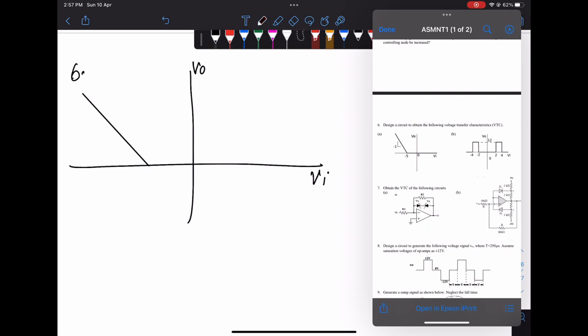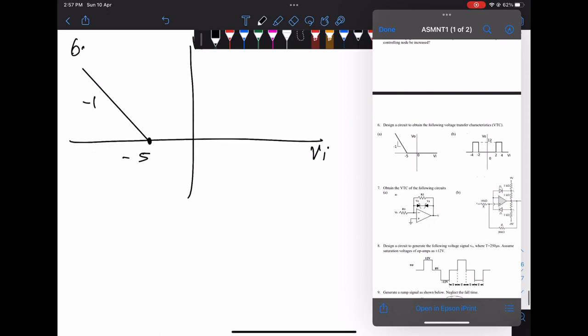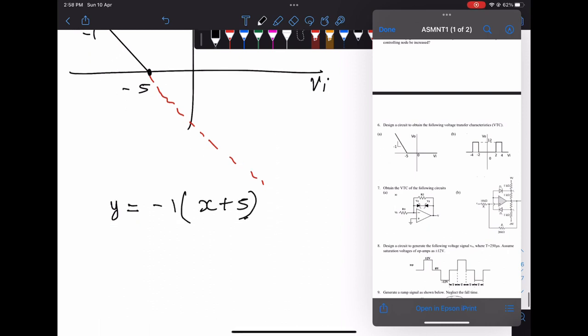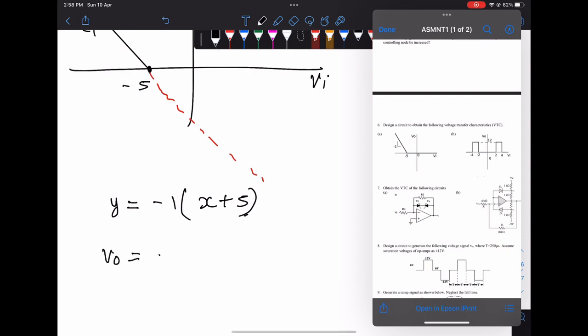In question number 6A, the VTC is given, and it is minus 5 volt. First, what I did is reconstruct that line, and write the equation for that line using the point-slope form. There is a point and a slope given. So y is equal to minus 1 times x plus 5. That is the equation for that line, if the line continues from minus infinity to plus infinity. So Vout is equal to minus Vin minus 5.